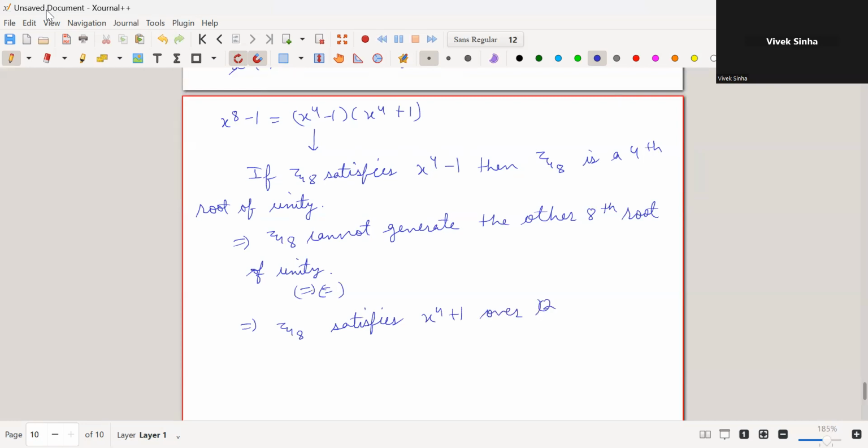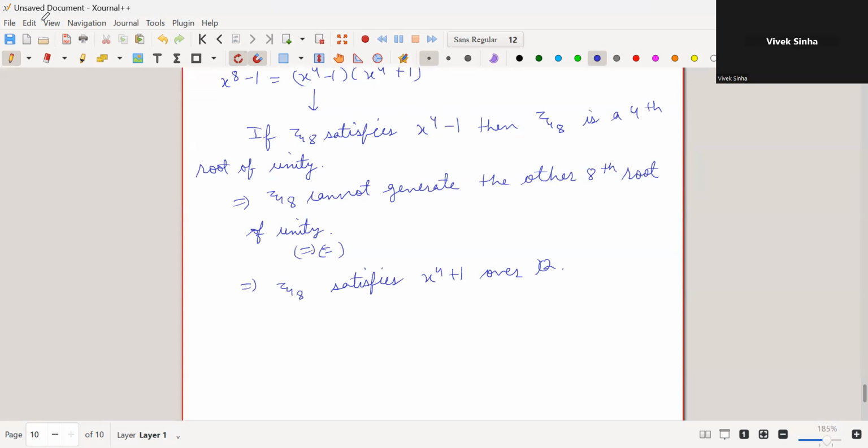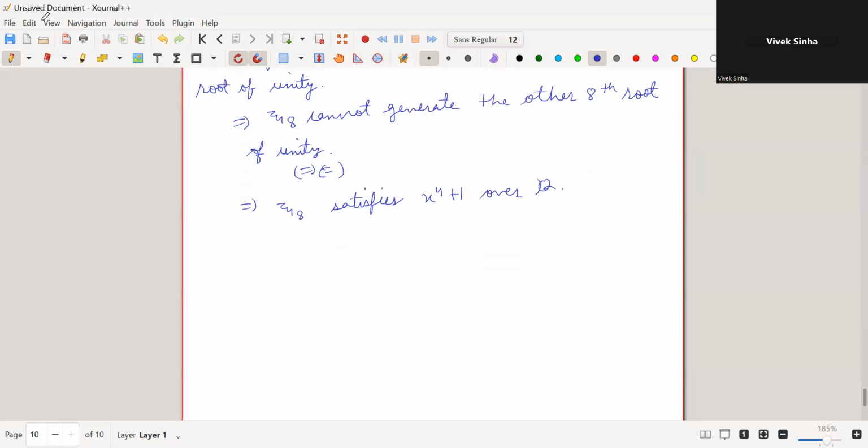But the question is not yet complete, because we also have to show that x4 plus 1 is irreducible. And how to do that? Any idea? So of course the Eisenstein criterion won't work. It's x4 plus 1. So we will use this lemma.